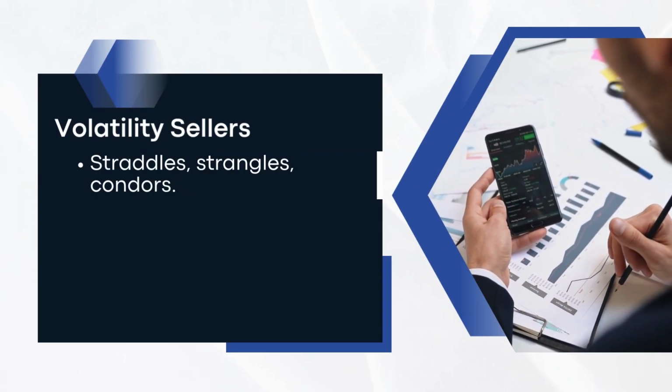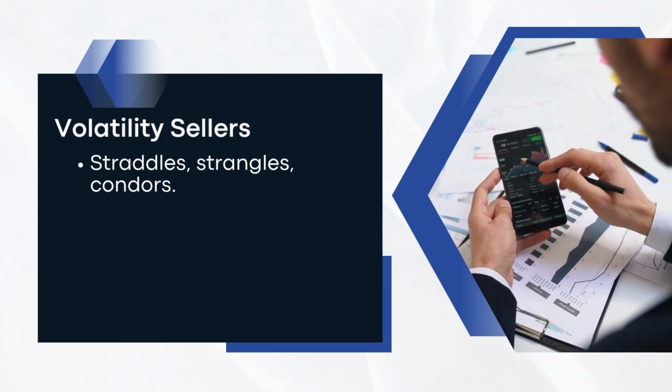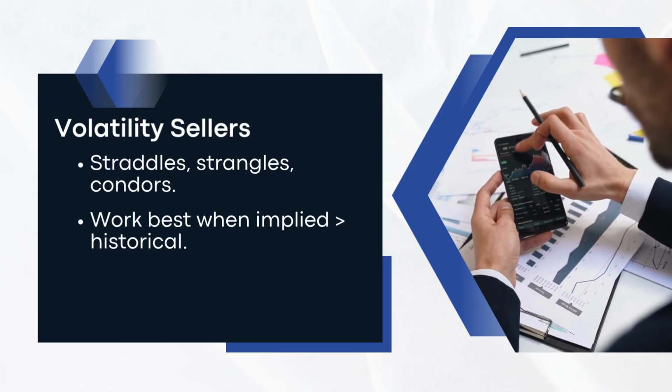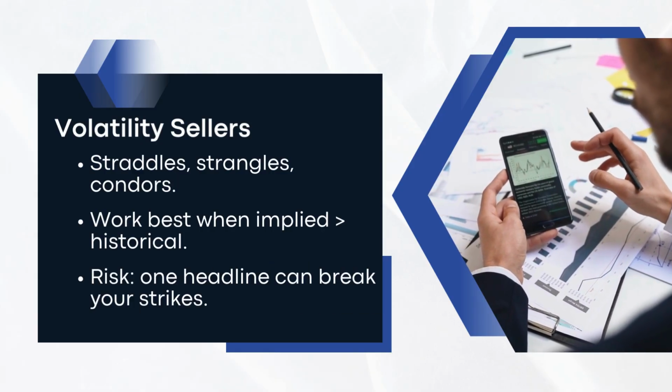Strategy Playbook. Now, let's build the toolbox. Volatility sellers: straddles, strangles, iron condors. Best when implied move is larger than history suggests. Risk: one shock headline can blow through your strikes.